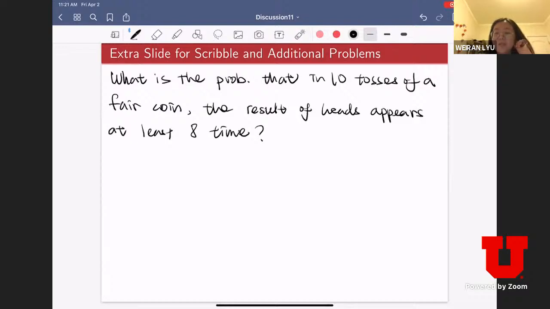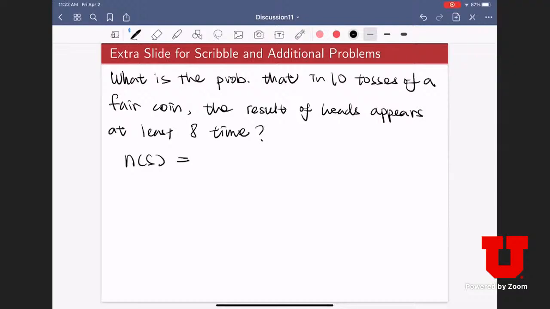Okay, so let's use the definition of the probability. We first want to let S be the sample space, and let's first find out what is N of S. What is the total number of outcomes? Would it be 2 to the 10?